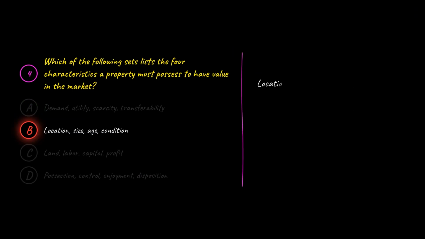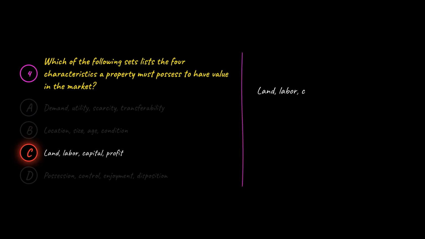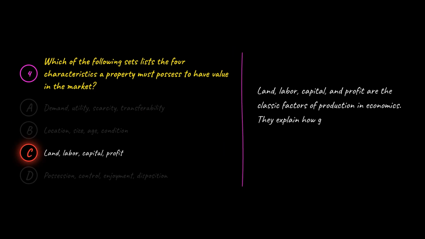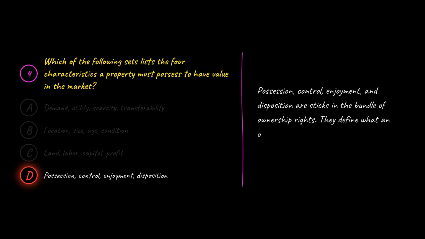B is wrong because location, size, age, and condition are physical features compared during appraisal adjustments. They describe a property's characteristics, not the 4 economic ingredients required for value to exist. C is wrong because land, labor, capital, and profit are the classic factors of production in economics. They explain how goods are produced, not the qualities a property needs to hold market value. D is wrong because possession, control, enjoyment, and disposition are sticks in the bundle of ownership rights. They define what an owner may do, not the elements that give a property value.